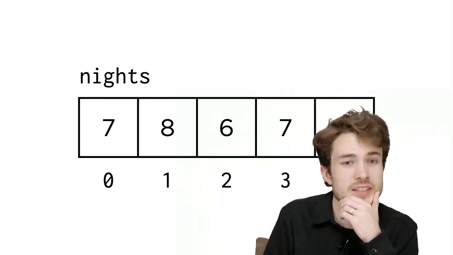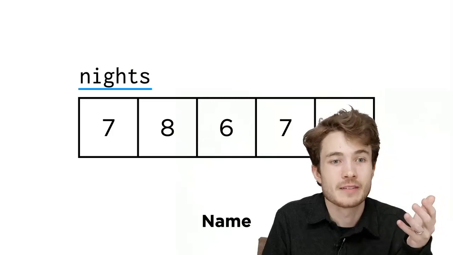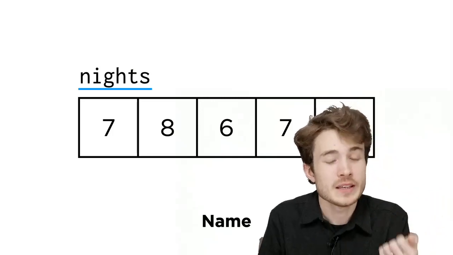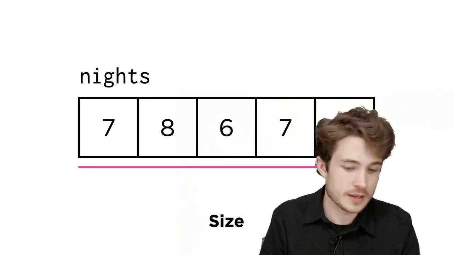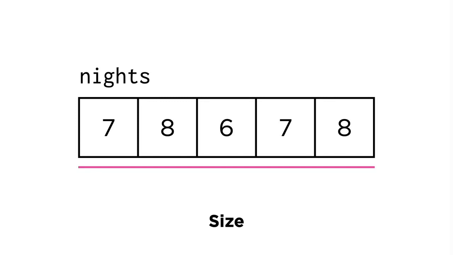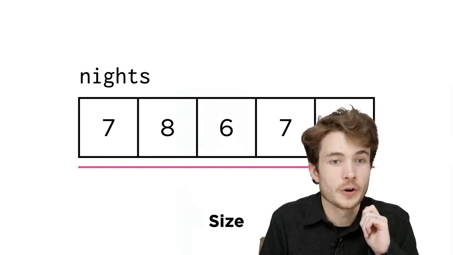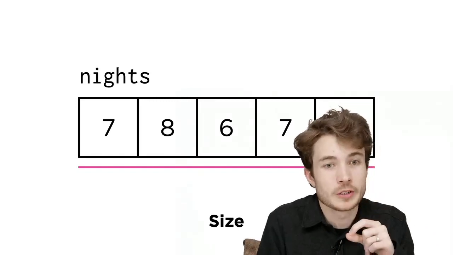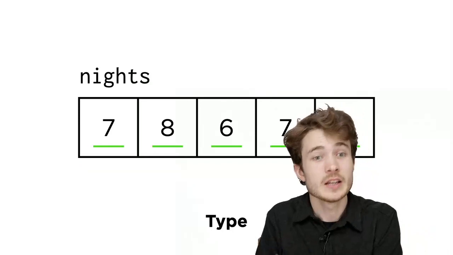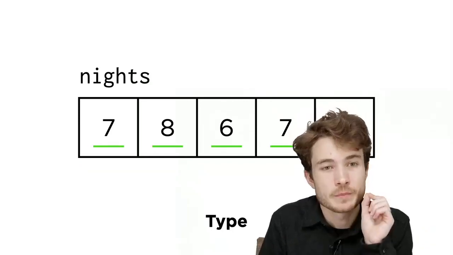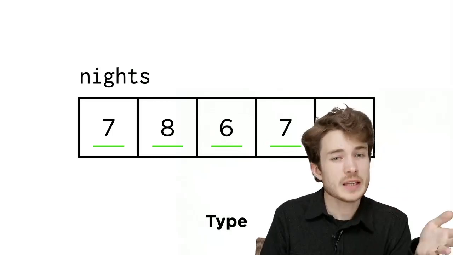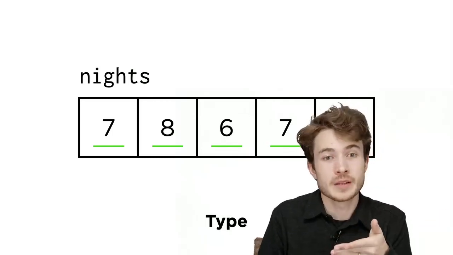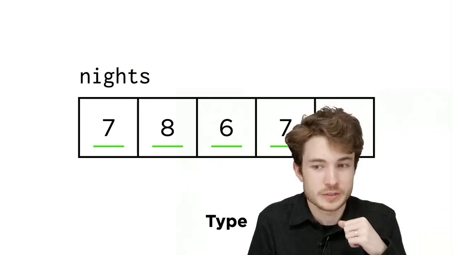So for instance, one of the things it needs to know is, what is the name of the array? What should we call this collection of data in our computer's memory? The next thing it needs to know is, what is the size of this array? How many elements are we storing? In this case, our size is 5. It also needs to know what type of data is inside this array, so we also tell it what type it will store. And in C, arrays only store a single type of data. In this case, what type might we be storing? Seems like we were storing integers.